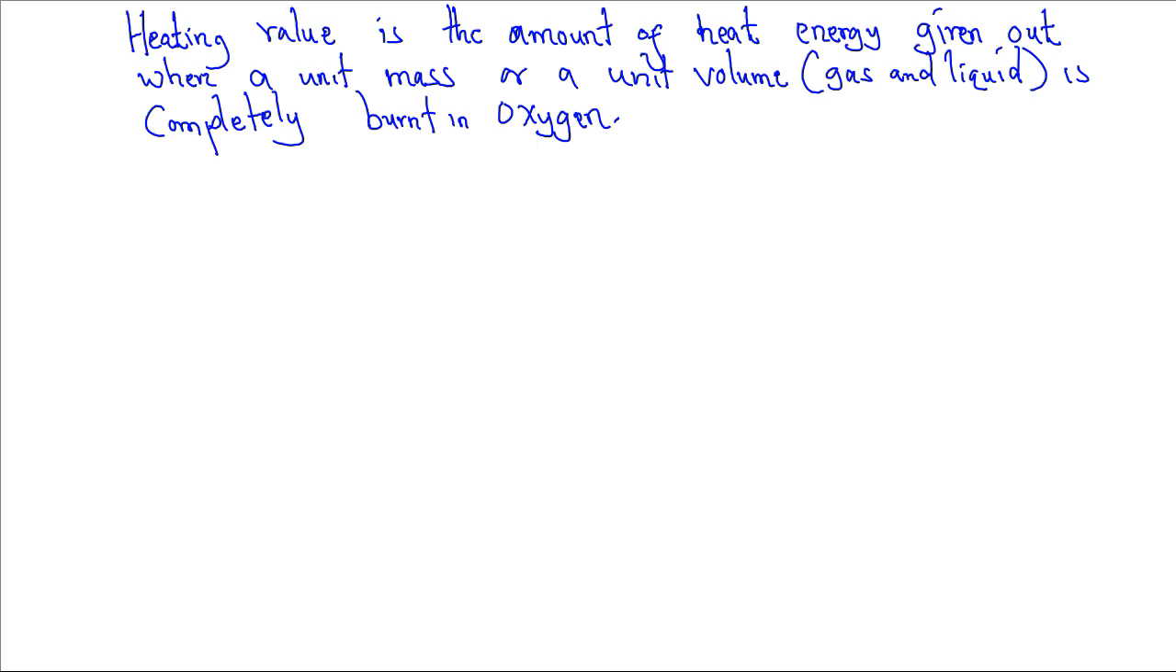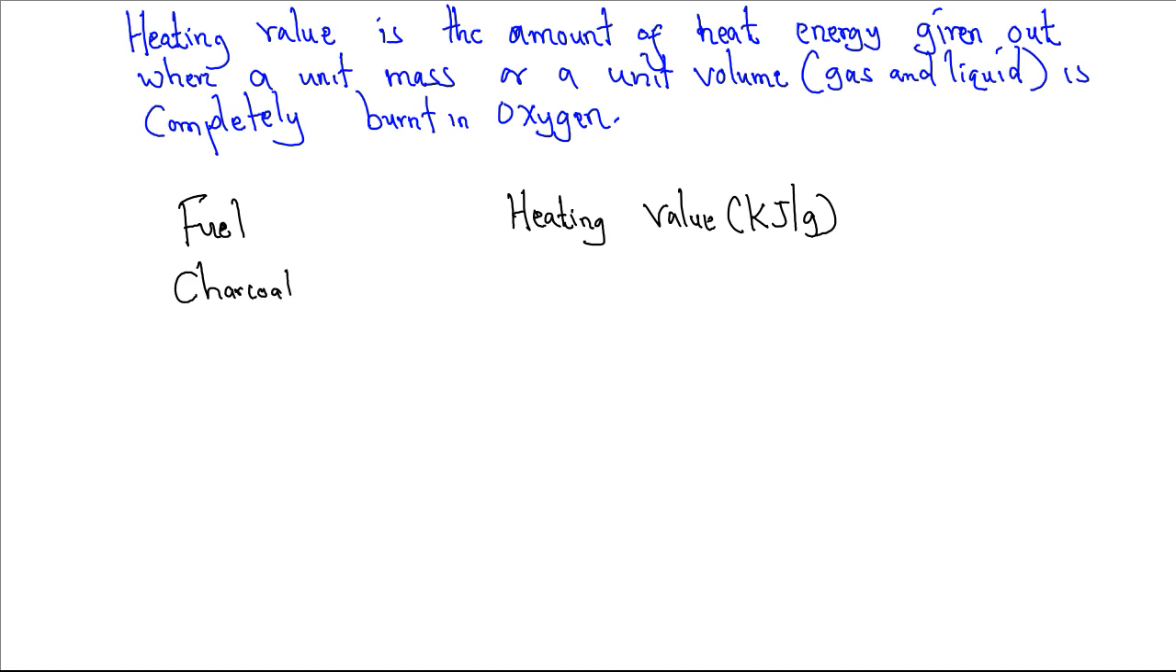Below are some of the examples of fuels and their heating values. So we'll have fuel and heating value. The value is in kilojoule per gram. Charcoal heating value is 33. Coal 29. Wood, the heating value is 17. Ethanol has a heating value of 30.